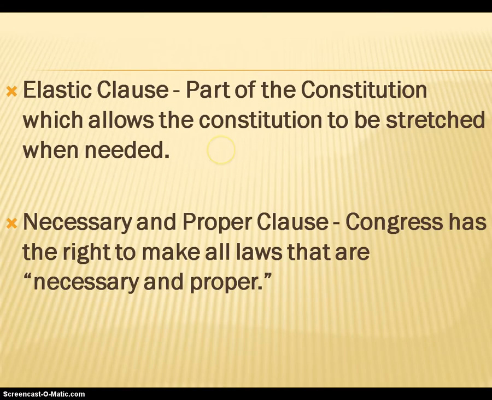The next ones that kind of go together is the elastic clause and the necessary and proper clause. Because the Regents loves to kind of group these two and implied powers together, because they're really saying the same thing.